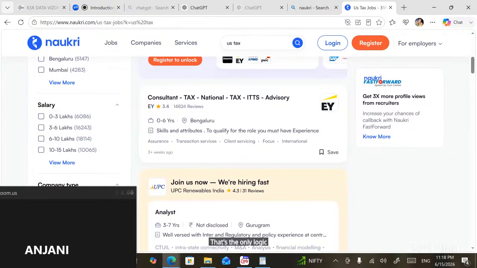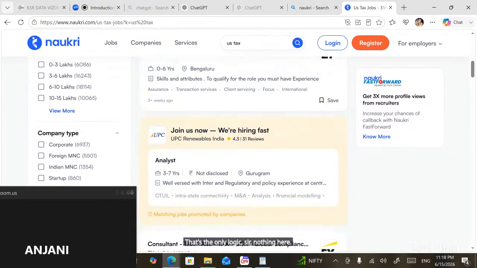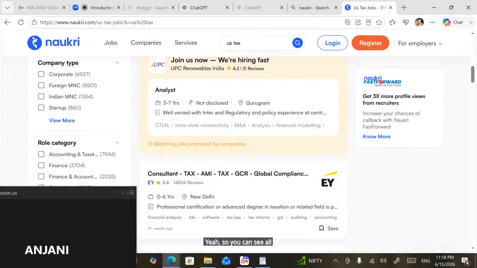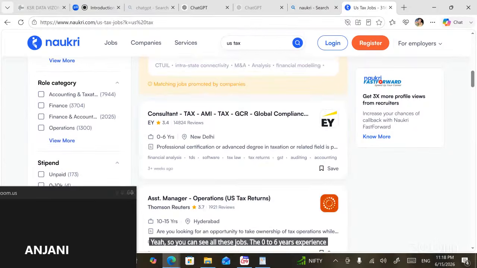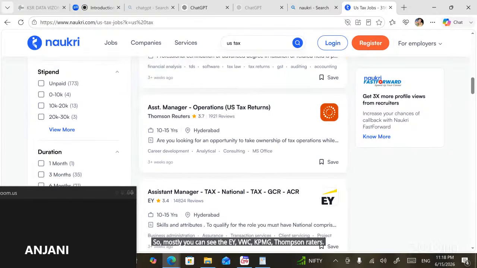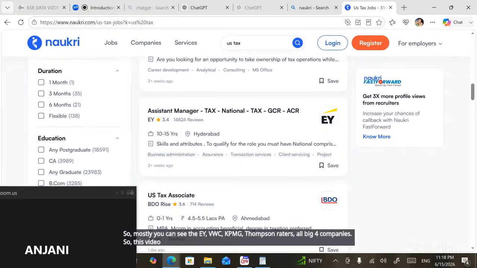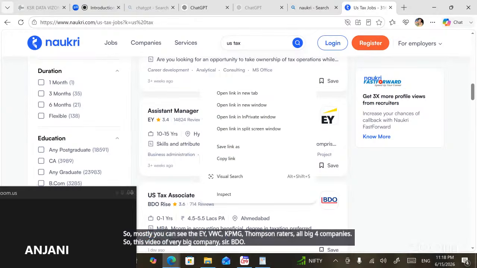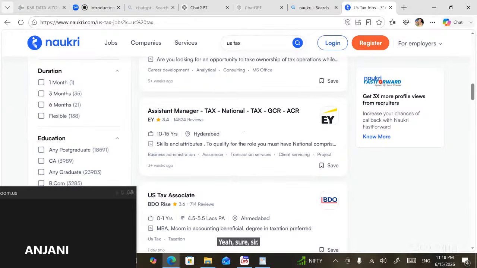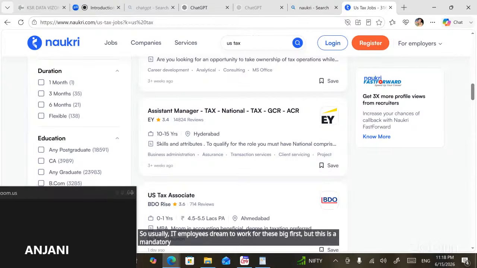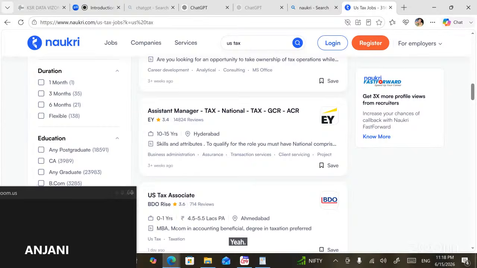So you can see all these jobs with 0 to 6 years experience only. Mostly you can see EY, PwC, KPMG, Thomson Reuters, all big four companies. BDO also is a very big company, sir. Usually IT employees dream to work for these big fours, but this is mandatory for you because 80% of tax jobs are there in these 4-5 companies only, sir.